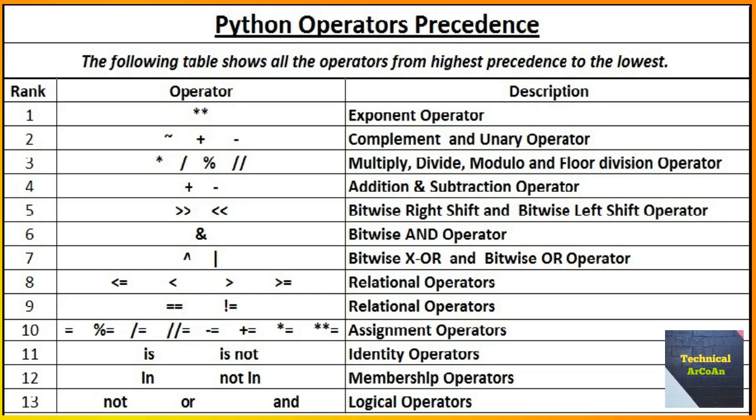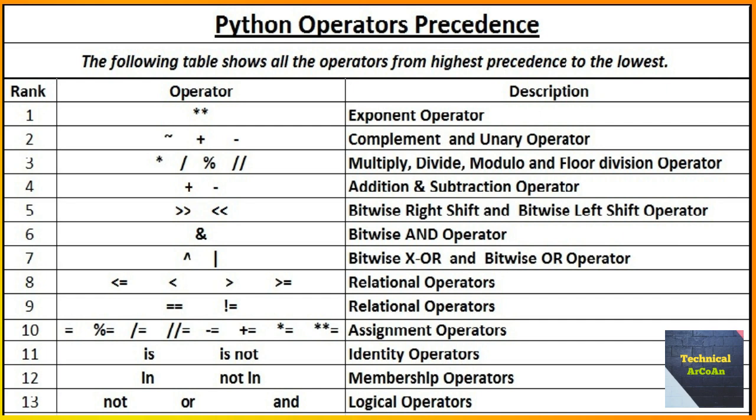The following table lists all the operators from the highest precedence to the lowest precedence. There is a rank given, up to the 13th rank. First rank is the exponent operator. Rank 2 is the complement and unary operators. Rank 3 is multiply, divide, modulo and floor division operators. Rank 4 is addition and subtraction operators. Rank 5 is bitwise right shift and bitwise left shift operators.